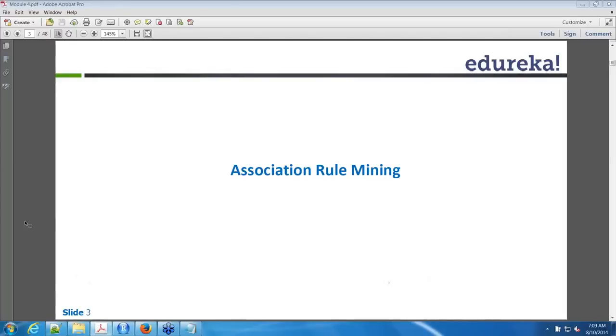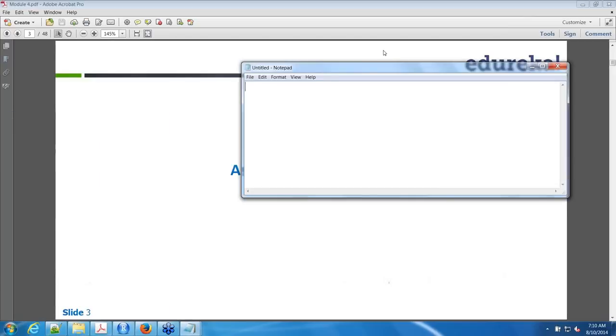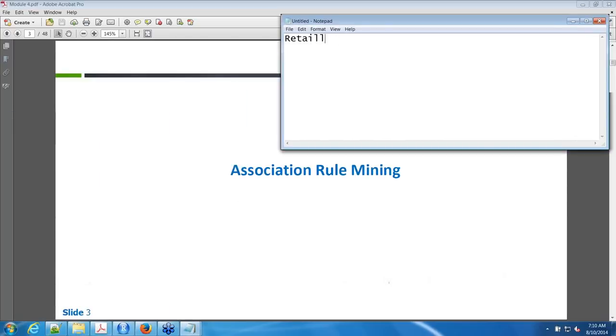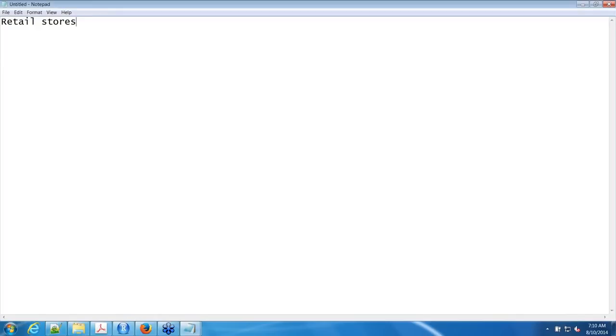Association rule mining. Any recommendation will be done based upon association rule mining, which is a key part. What we are going to deal with is purely for retail stores.